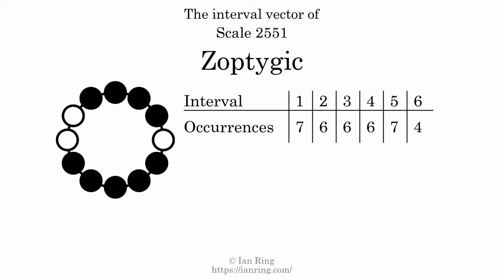There are 4 intervals with the size of 6 semitones. They are here, here, here, and here. Each interval does not appear in this scale a unique number of times, so this is not a deep scale.